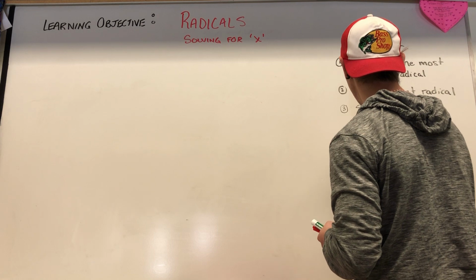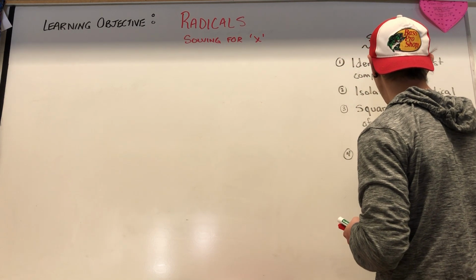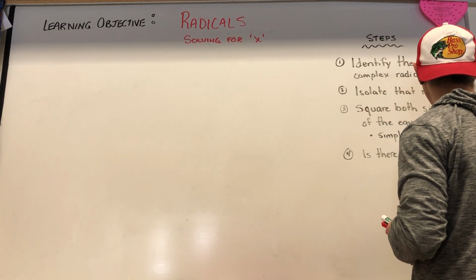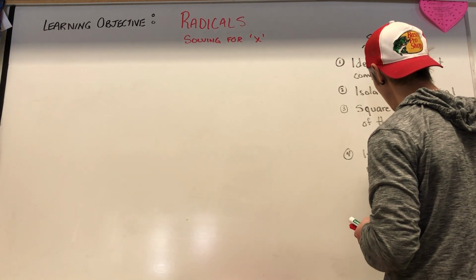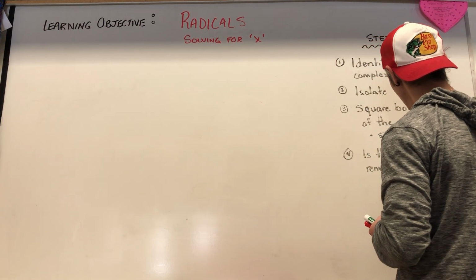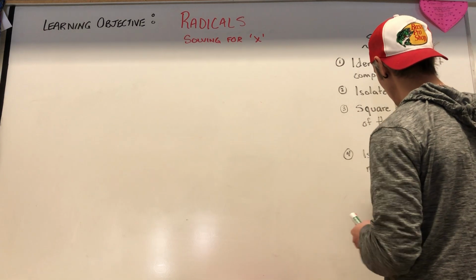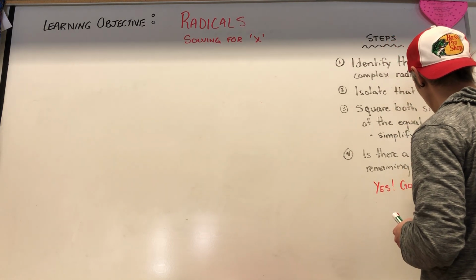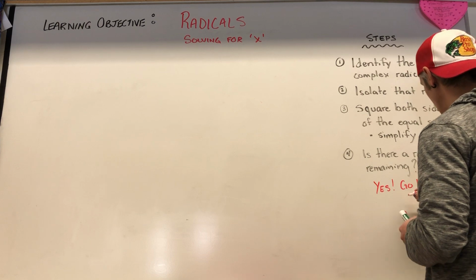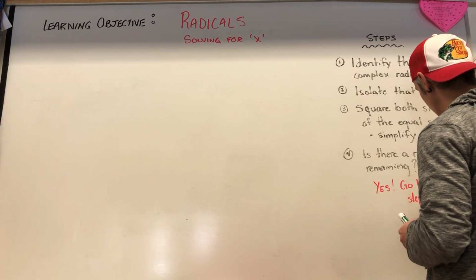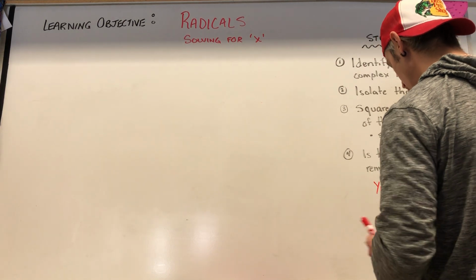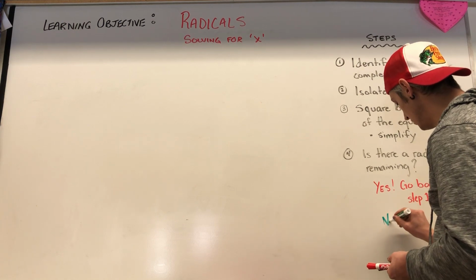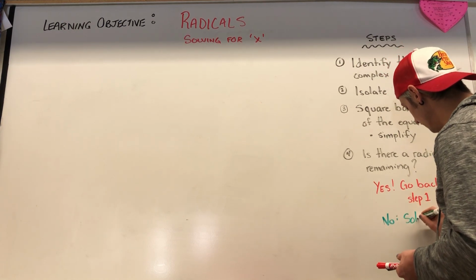And then you ask yourself, is there a radical remaining? Question mark. And if the answer is yes, that means you go back to step 1 and start the iteration again. And if the answer is no, yippee, good for you. You can now solve for x.